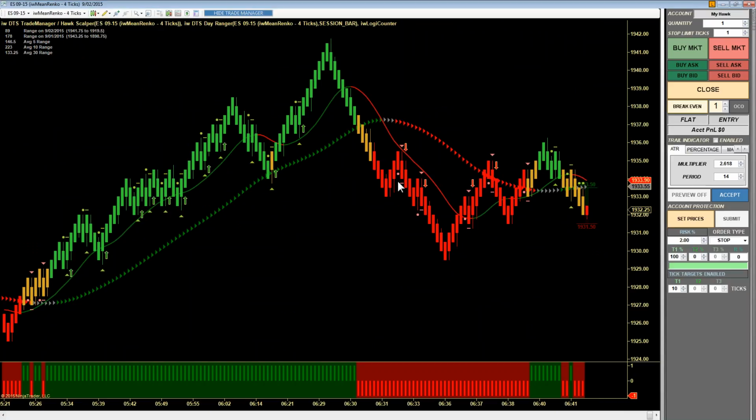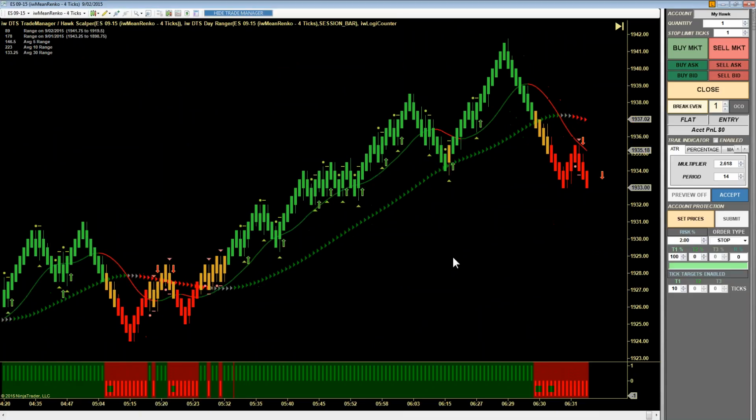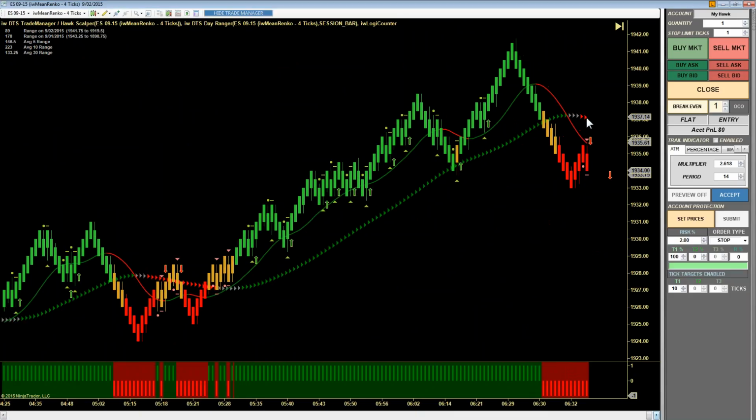Nice little first micro-macro cross right here. That just came right out of the open. So you see you get the warning dot, triangle hash mark. The first micro-macro cross is when the micro line, that's the thin one, crosses the macro line. Now everything comes into sync.